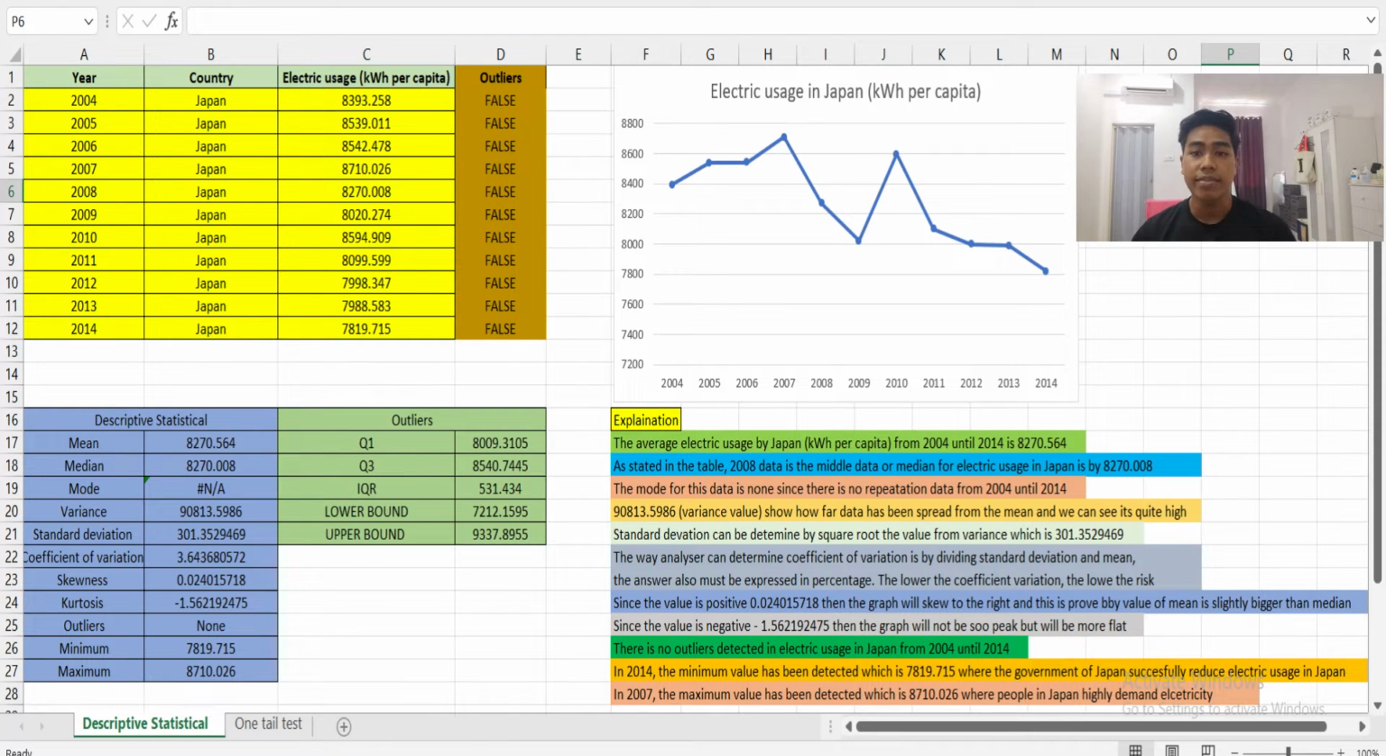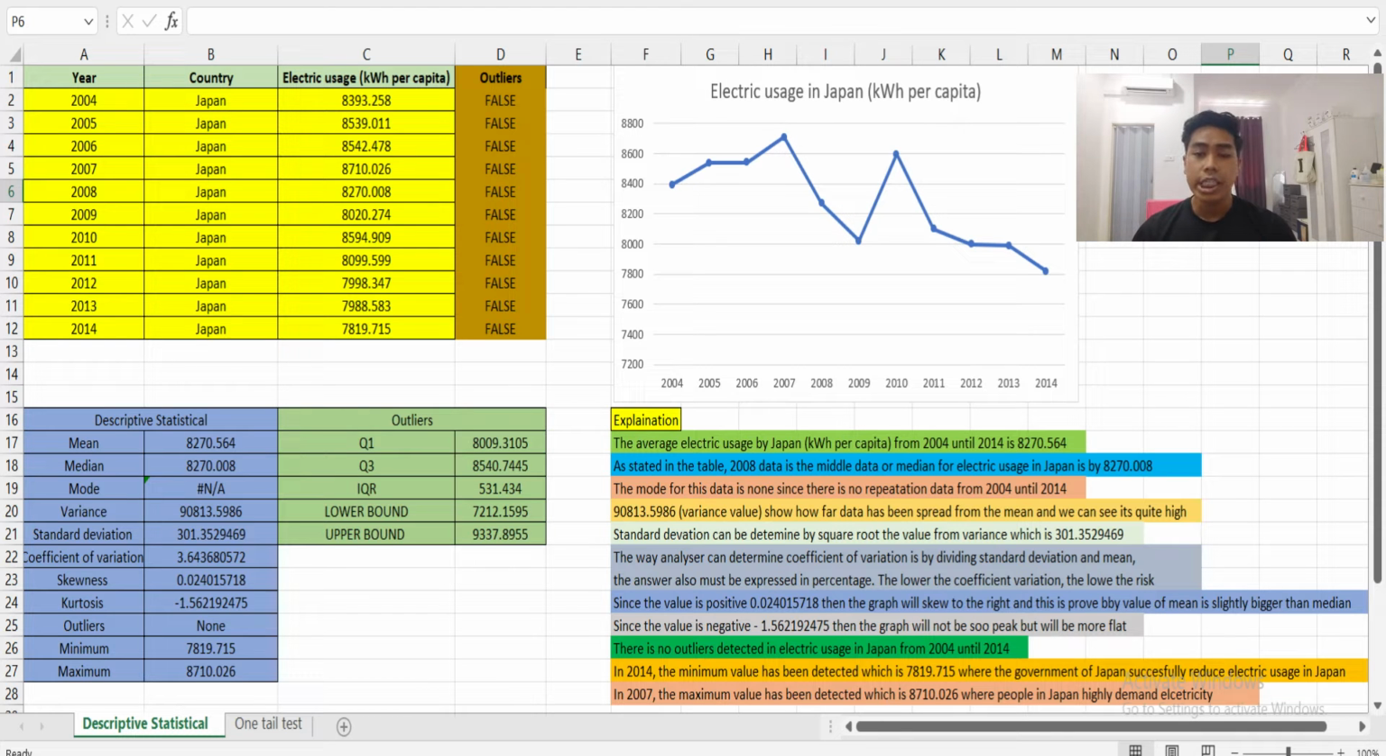The fourth measure is variance, which for this data set is 90,813.60, where the data has been spread out quite far from the mean. The fifth measure is standard deviation, or the square root of the variance, and in this data set the standard deviation is 301.35. The sixth measure is coefficient of variation, which in this data set is 3.64%, and the answer must be expressed in percentage.